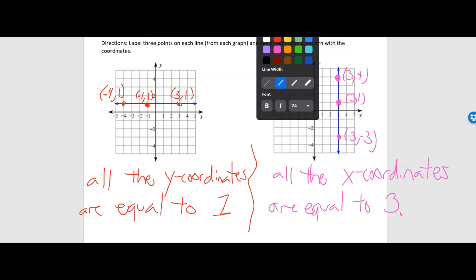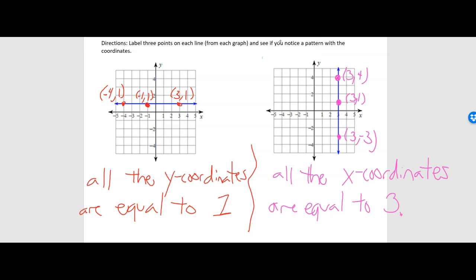If I'm looking at the horizontal line, it doesn't matter what the x coordinate's going to be. I can choose any x coordinate I want, and the y coordinate is always going to be equal to 1, which is the equation of that line, y equals 1. We don't need an x in the equation because the x value doesn't matter. As long as y is equal to 1, you can choose whatever x value you want.